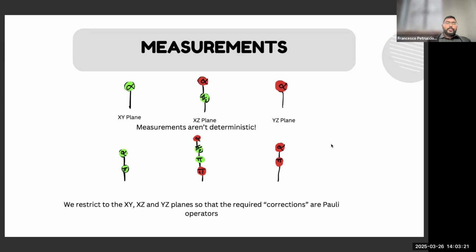So the measurements we will be considering are measurements in the XY plane, the XZ plane, and the YZ plane. These correspond to these spiders on the top row. And we said that measurements aren't deterministic. So if we are taking these measurements, we may get these undesired outcomes with the extra pi phase. So we need to account for these errors and correct these errors in some way. The reason for choosing measurements in these planes is because the corrections that we will eventually apply become our Pauli operators.